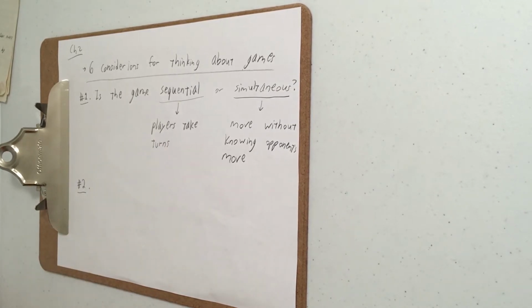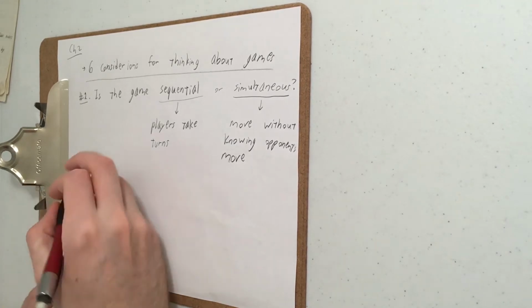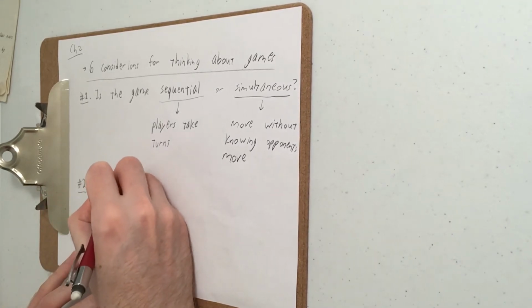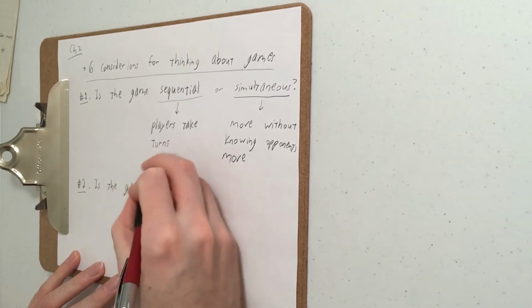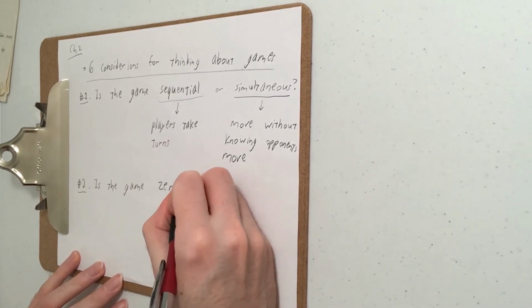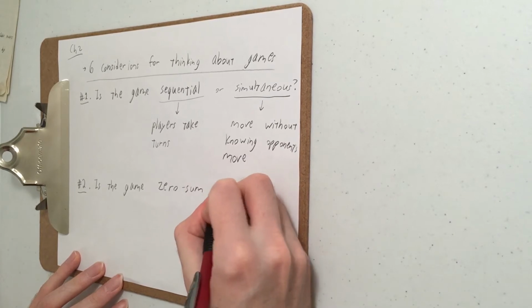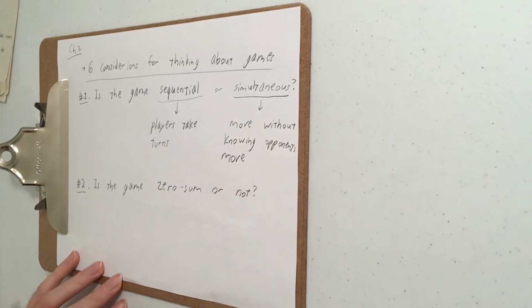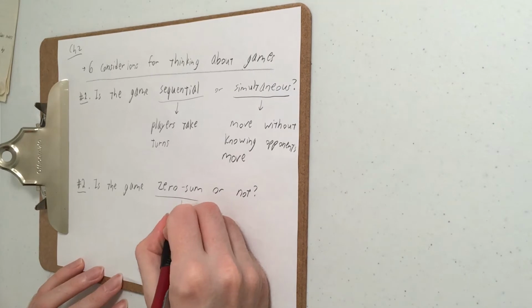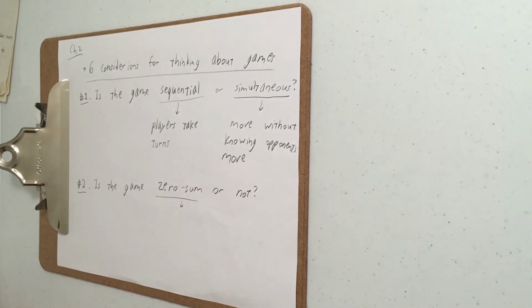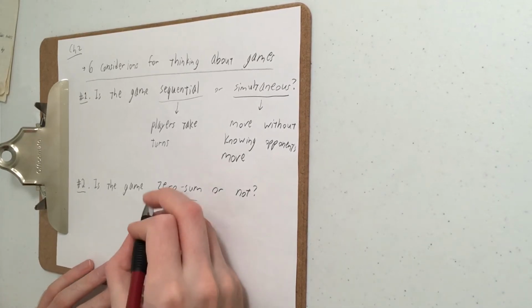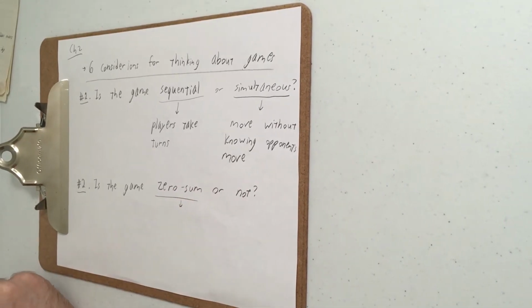Now let's move on to consideration number 2. Is it a zero-sum game? So in a zero-sum game, one player's gain is another player's loss. So games like poker are zero-sum. In order for one player to win at poker, everybody else has to lose.